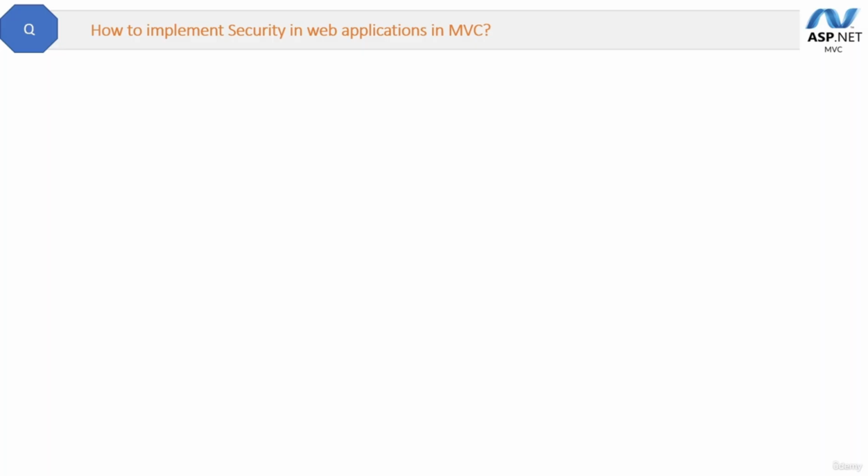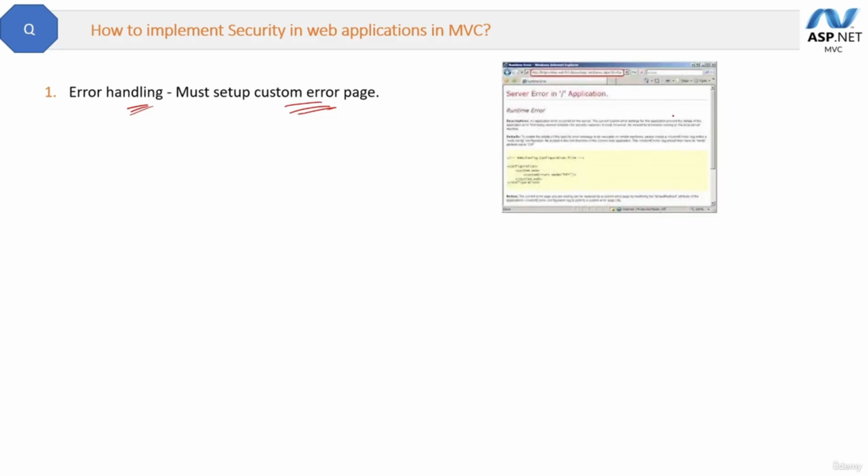Let's start from the first point. The first security problem is error handling, and for that we must set up custom error pages so that when the application breaks, the user does not see the actual code error page but sees the custom error page. Otherwise, if he sees your actual methods and the break page, then he might know what the flaws and problems in the code are, and then he can try to hack your website. So you must always show the custom error page.